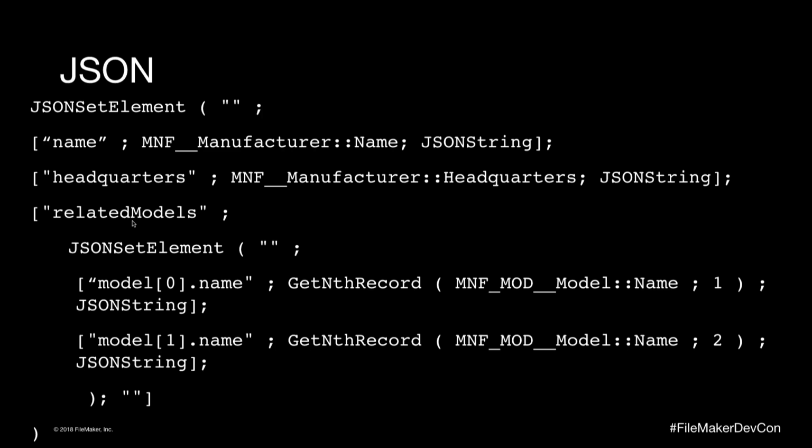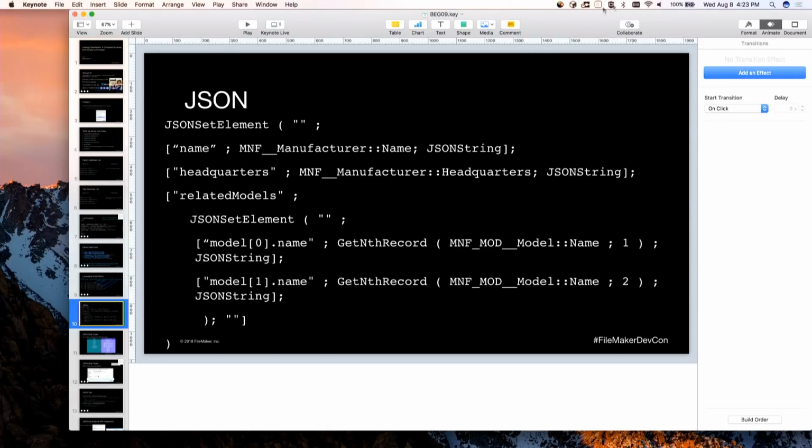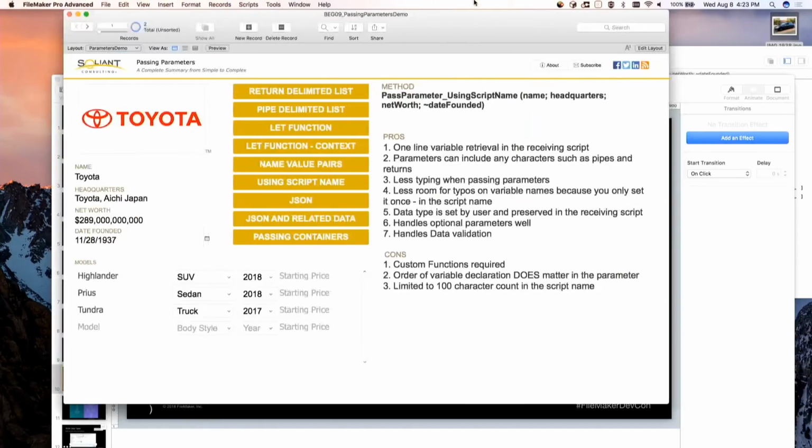And one thing that I thought was cool when I was working on this session was that you can use JSON set element within JSON set element. So if you want to create another JSON block inside of your JSON block, you can go ahead and do that. So here, this is what I'm doing to grab some related data and putting some related data inside my JSON. So let me show you how I'm doing that over here.